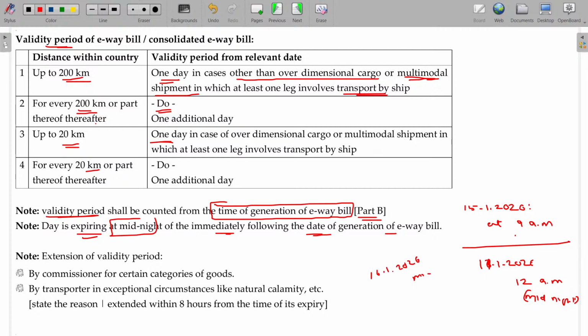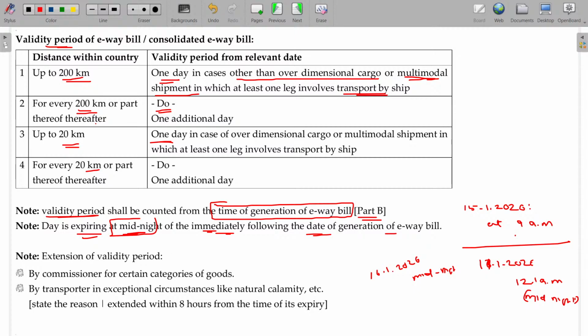At 16/1/2026 midnight, exactly 12, it becomes the 17th date. Leave the date and the next date midnight you will have the validity. It expires at midnight of the immediately following day of registration. If 15th is the registration date, it means on the 16th midnight it will expire.